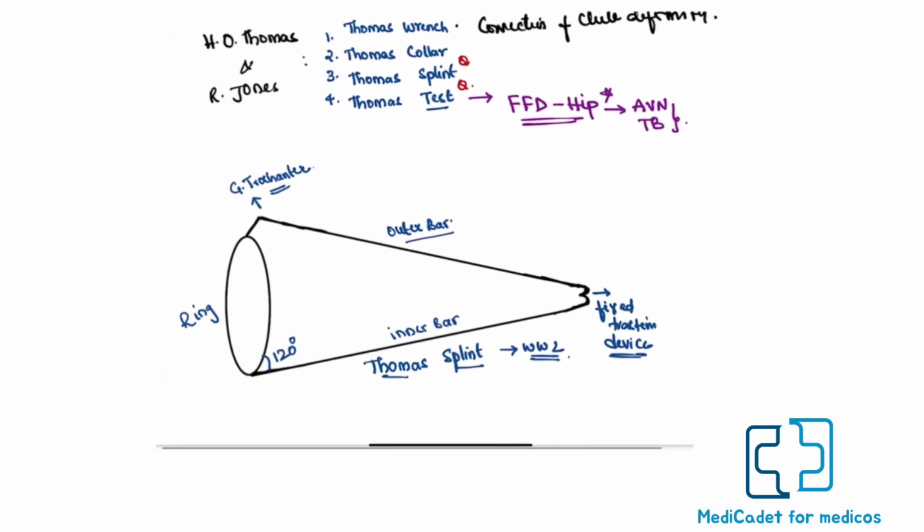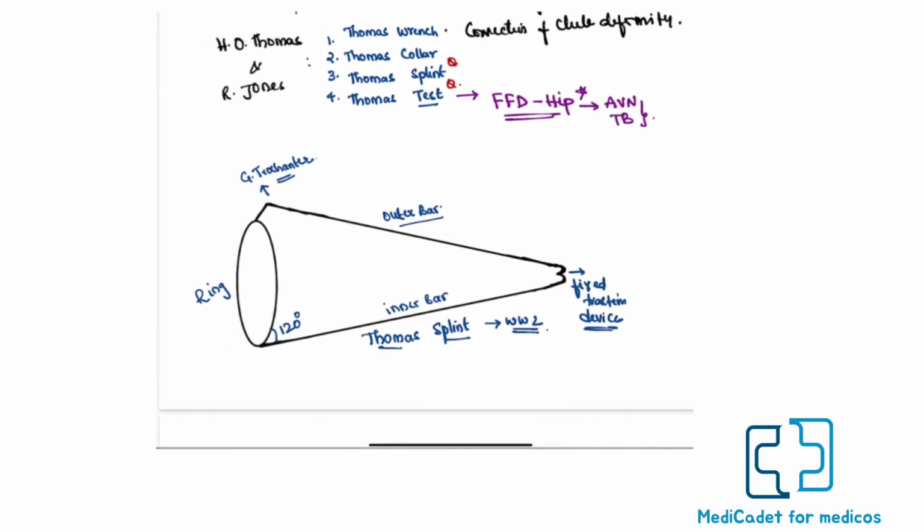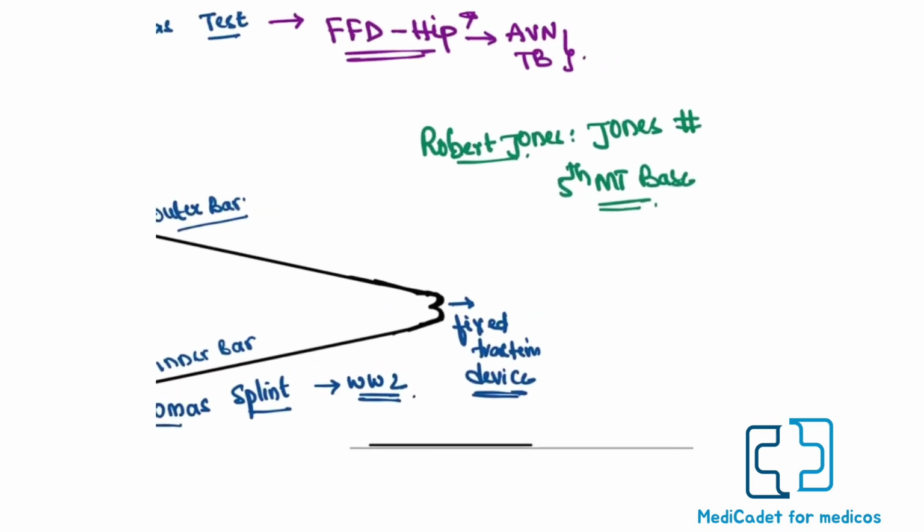Hence, you have to remember this was invented and contributed by Hugh Owen Thomas, right? And coming to Robert Jones. Dr. Robert Jones has also contributed so much, and two important contributions which you have to remember are the Jones fracture, which is seen in the fifth metatarsal base, right? This fifth metatarsal base fracture is called the Jones fracture, and then you have the Robert Jones bandage for knee effusions.